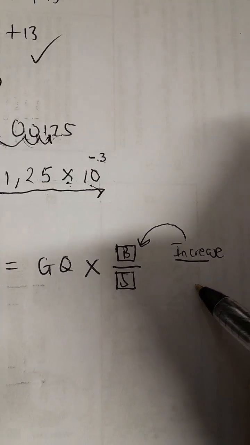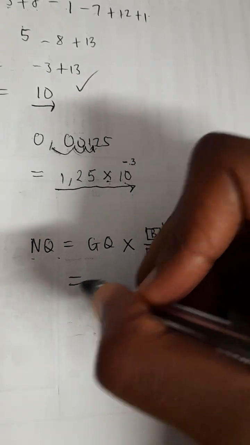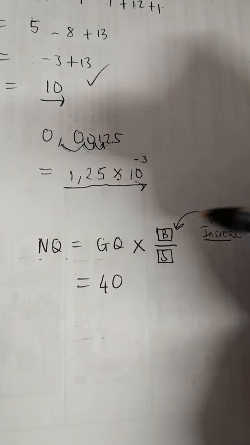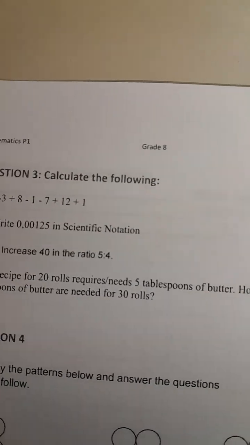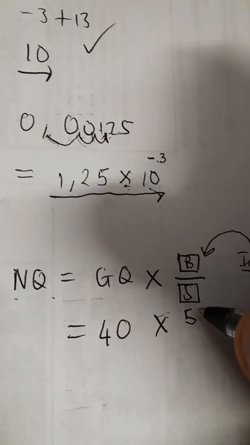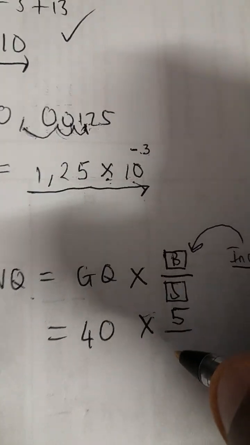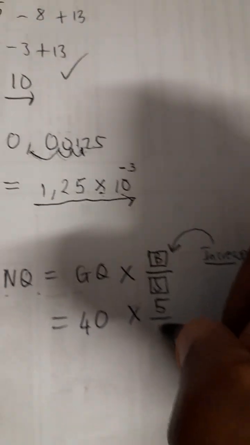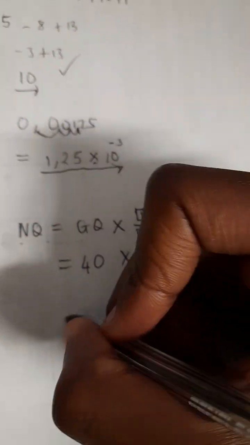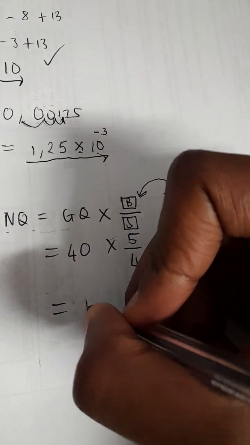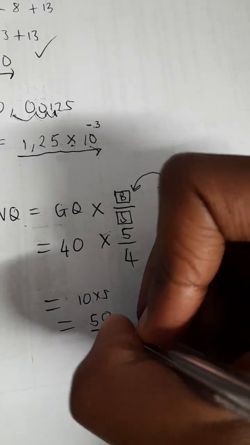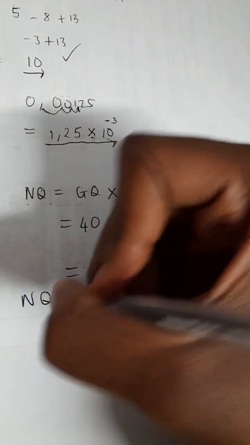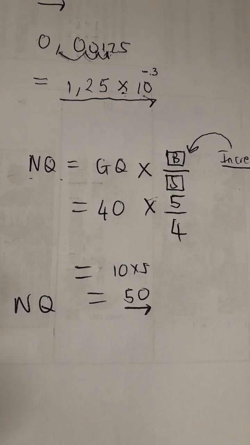So since we are saying increase 40 in the ratio, the given quantity is 40 times the fraction. What is the big number in the ratio? It's 5, so that's at the top. What is the small number in the ratio? It's 4, so the small number is at the bottom. Then our final answer, if we use the calculator, will give us 50. That is our new quantity, 50.